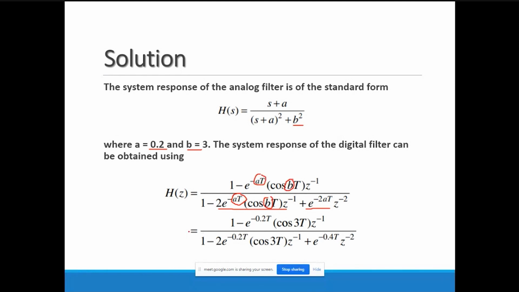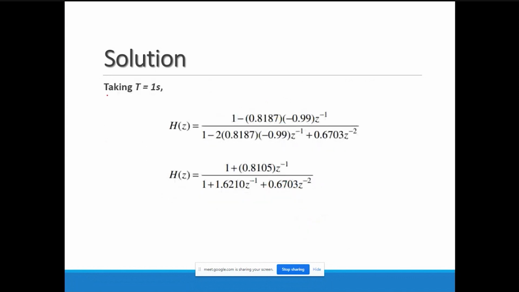Now you have to apply the values of a and b. So you will get the answer: 1 minus e raised to minus 0.2T cos 3T into z inverse, divided by 1 minus 2e raised to minus 0.2T cos 3T into z inverse plus e raised to minus 0.4T into z raised to minus 2. Now, in this example, the value of T is already given. So we utilize that value of T and go for further simplification. Taking the value of T equal to 1 second, this will be your answer.